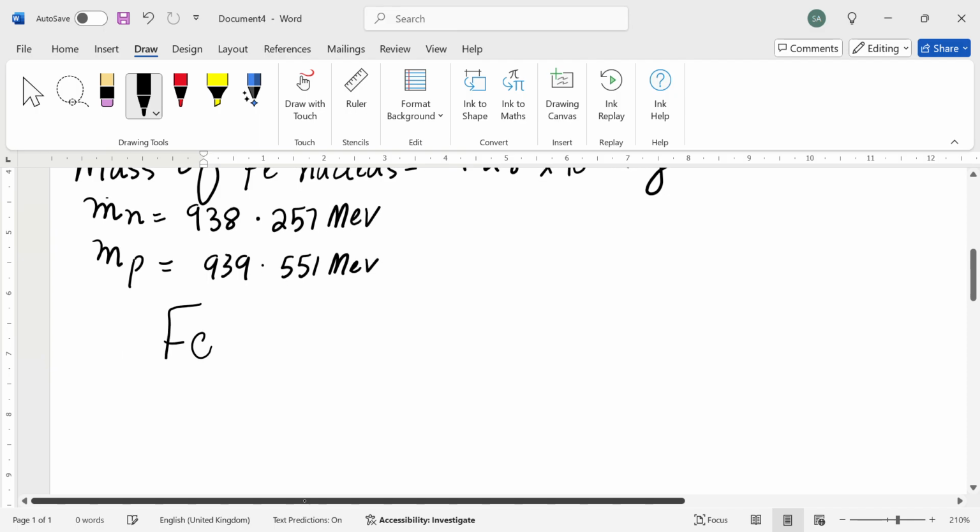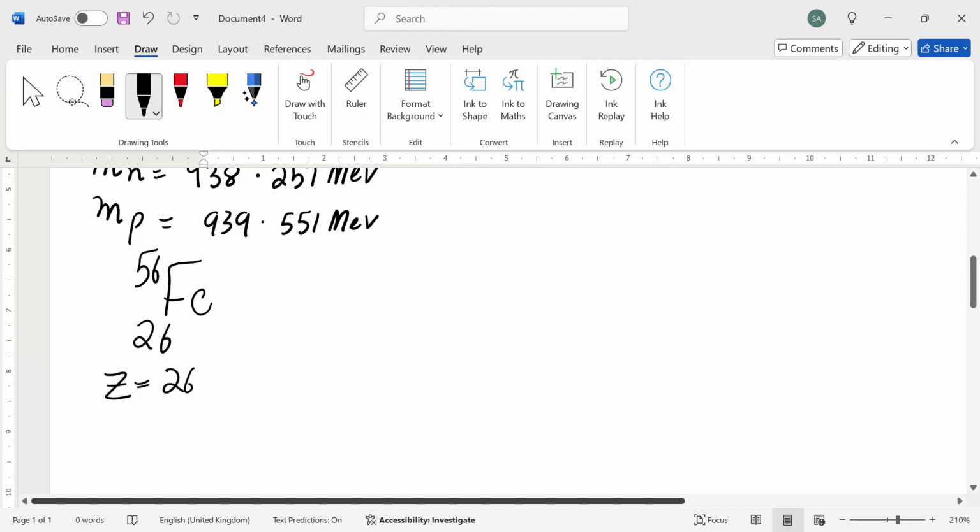First of all, for the iron nucleus, the mass number is 56. You have to memorize that. The atomic number is 26, so the number of protons is also 26. The mass number is 56, and the number of neutrons and protons constitute the mass. So the number of neutrons would be 56 minus 26, which gives you 30.